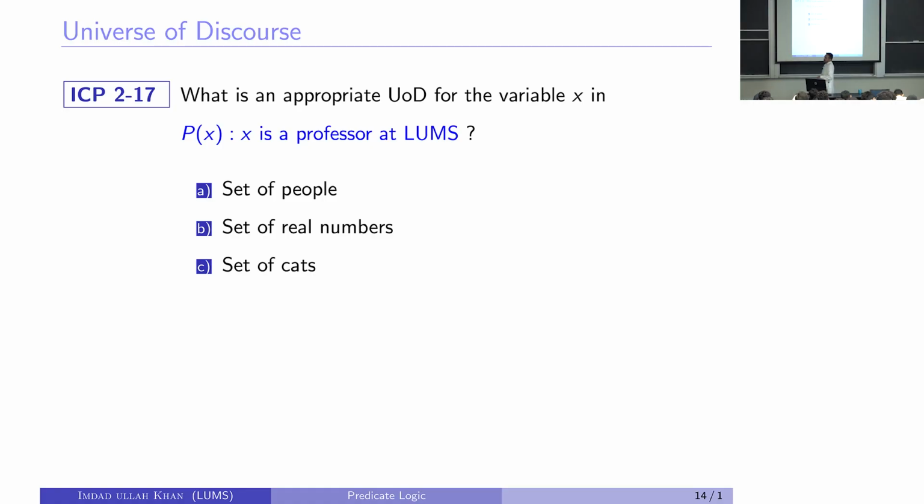Okay, P of x, x is a professor at LUMS. Which one of these 3 is an appropriate universe of discourse? Set of people, set of cats, or set of real numbers? The set of people makes more sense, right?